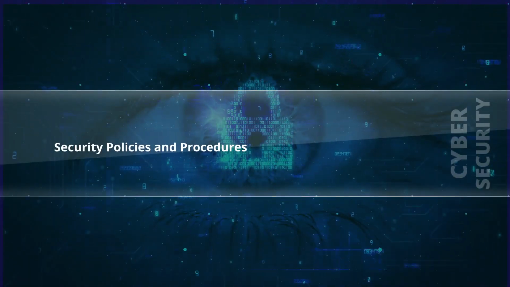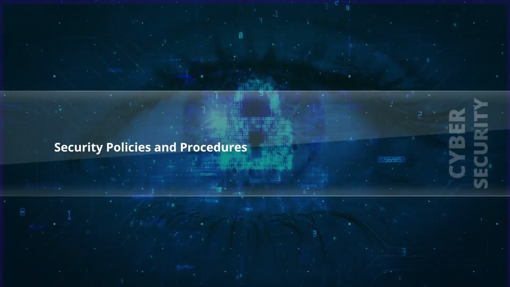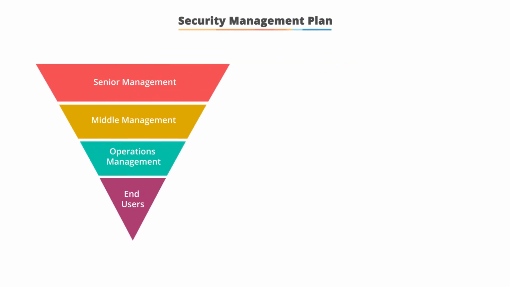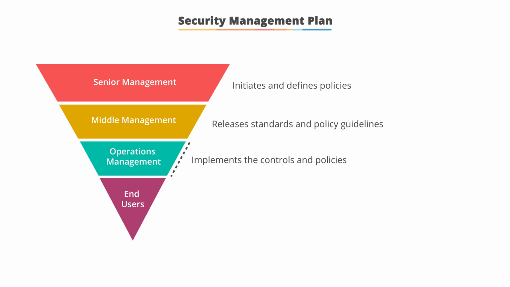Security policies and procedures. The Security Management Plan, or SMP, should use a top-down approach. Senior management is responsible for initiating and defining policies from the top down. Middle management is responsible for releasing these standards, baselines, and guidelines in relation to the policy that was established by the senior management. The operations management and IT teams then implement the controls that were defined above.